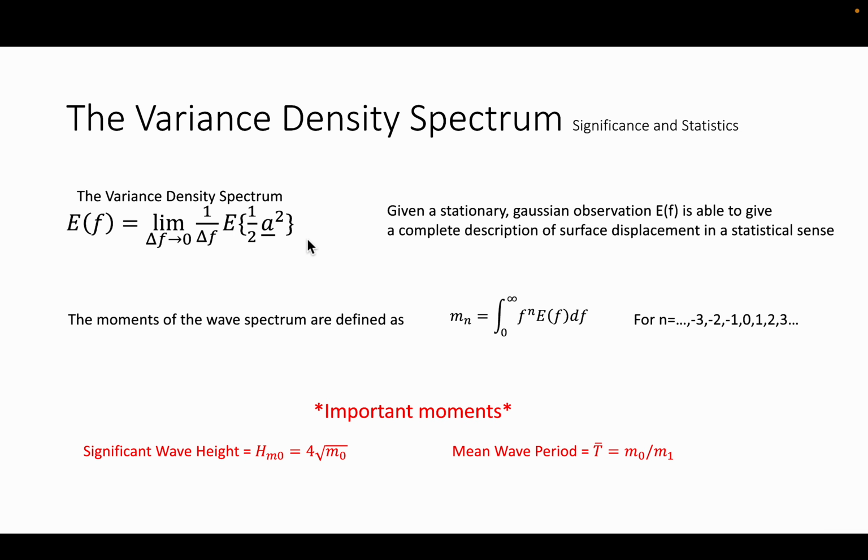And what we can do with this, besides the visual analysis, is we can take some moments of the wave spectrum. Some important moments that you all are probably familiar with are significant wave height and mean wave period. There's many more, but that's just a couple. And a fun note is that right here we have 4 times the square root of m naught as significant wave height. A lot of us as surfers were taught that the significant wave height is the average of the tallest 1/3 of waves, which is kind of true, but this is really the theoretical significant wave height.